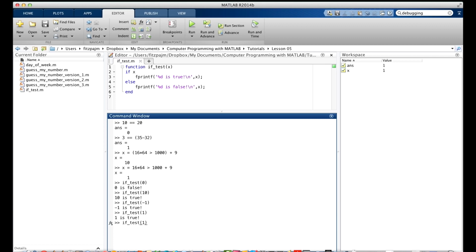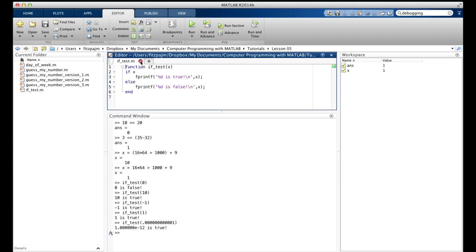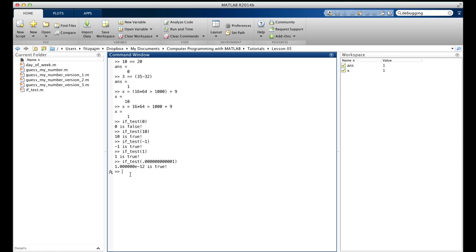What about this? That is a small number. Wonder if it's big enough to be true. It's awful close to 0. True. You can easily see the pattern. If it's 0, MATLAB takes it as false. For anything else, be it negative, integer, or not, big or small, MATLAB takes it as true. Okay, we're done with our if test function. And we don't need this stuff anymore.